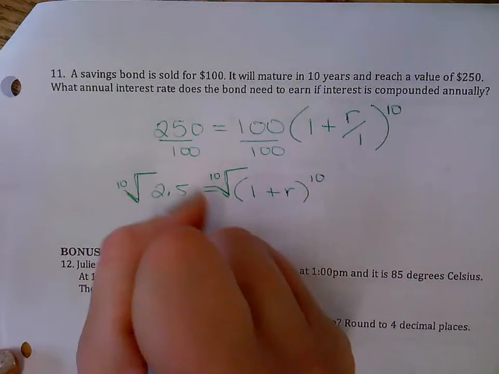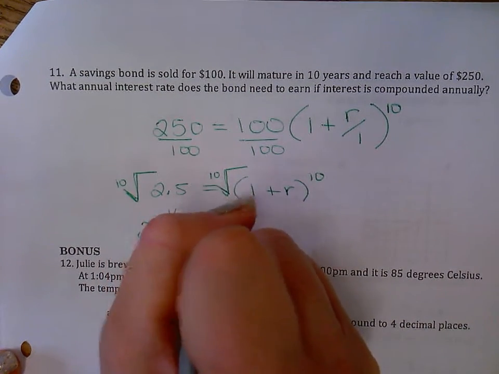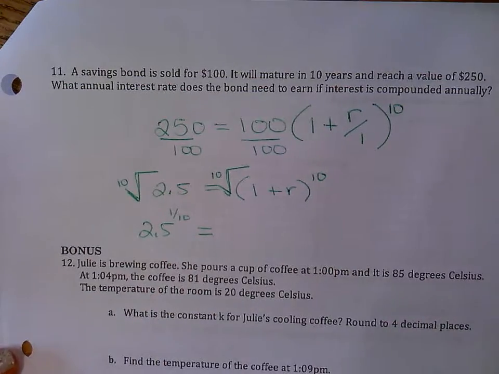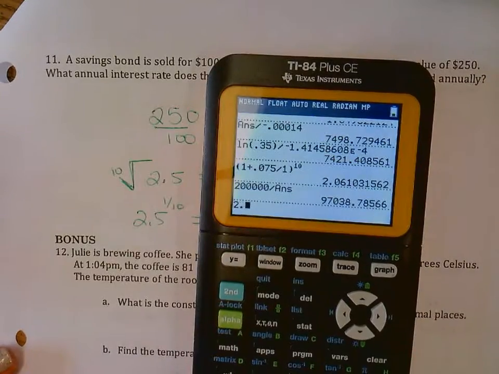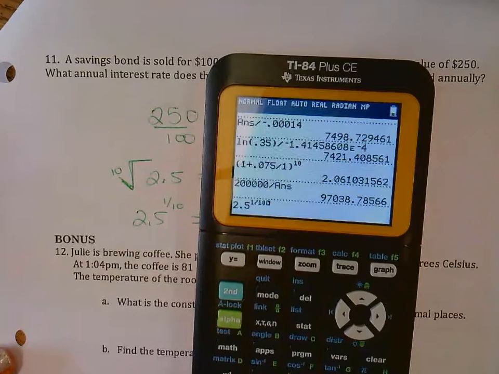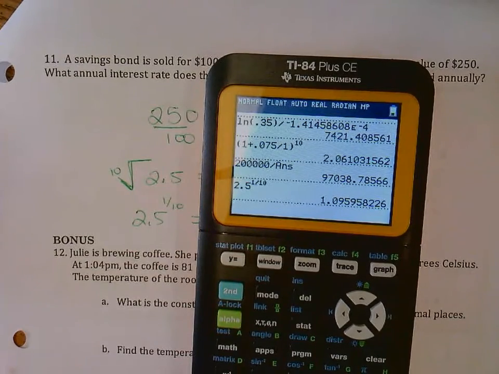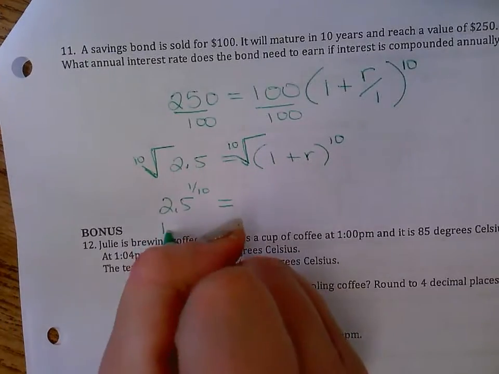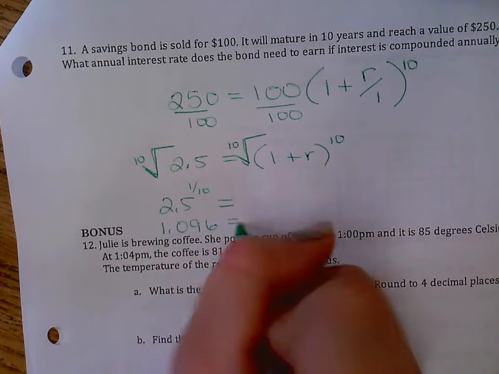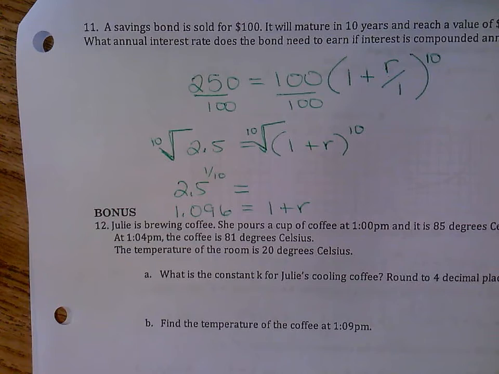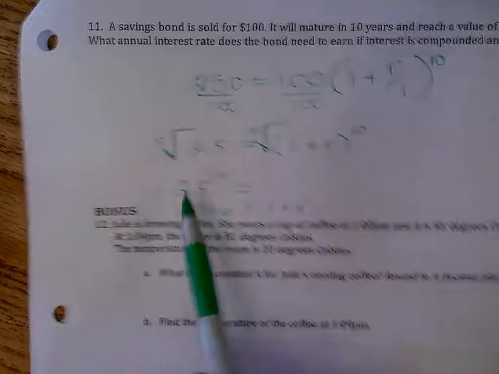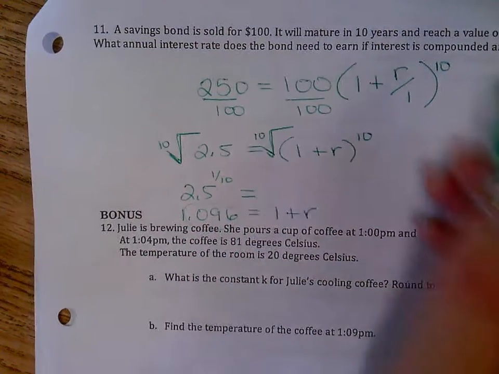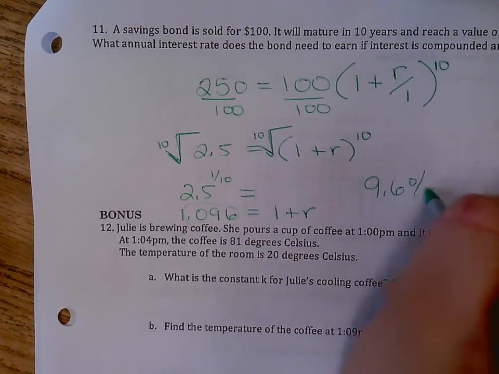The 10th root is the same as raising something to the 1/10th power. So 2.5 to the 1/10th power is 1.096. So 1.096 is equal to 1 plus the interest rate. So when I subtract 1 from both sides, I get 0.096. So 9.6% was the interest rate.